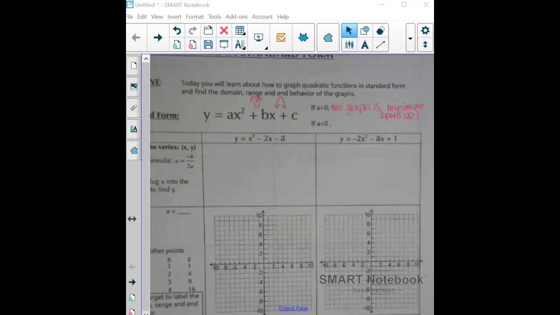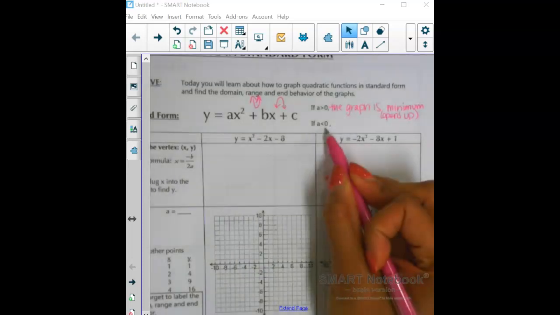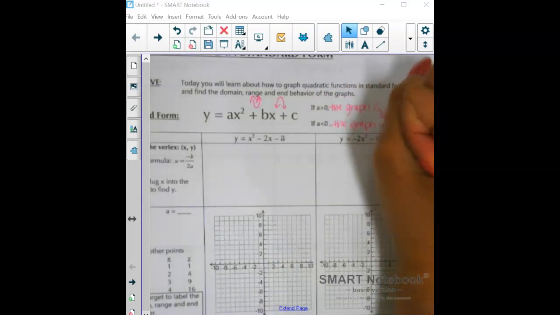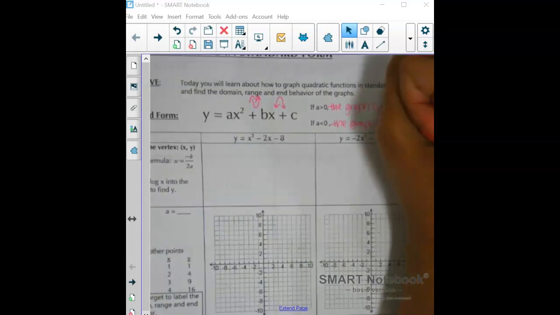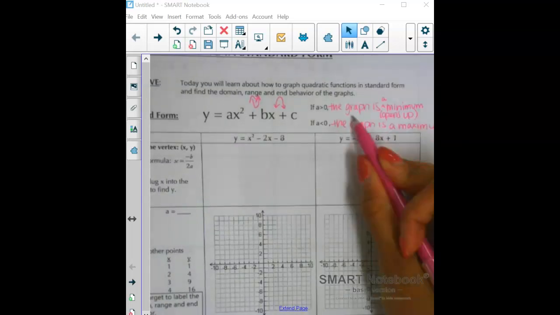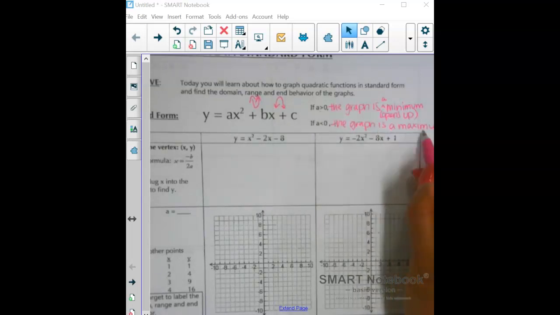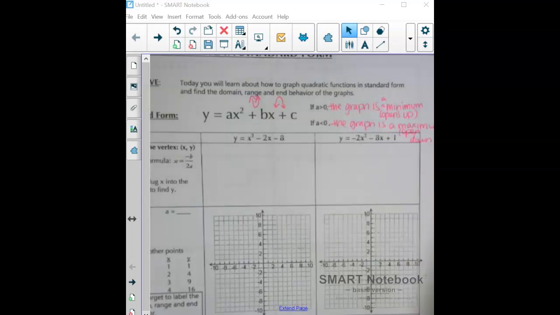If your graph has an a value, so this leading coefficient in front, if it's less than 0, that means the graph is a maximum. Let me actually fill in an a. So if it's greater than 0, this is a minimum. If it's less than 0, it's a maximum, which means your graph is going to open down like a frown.